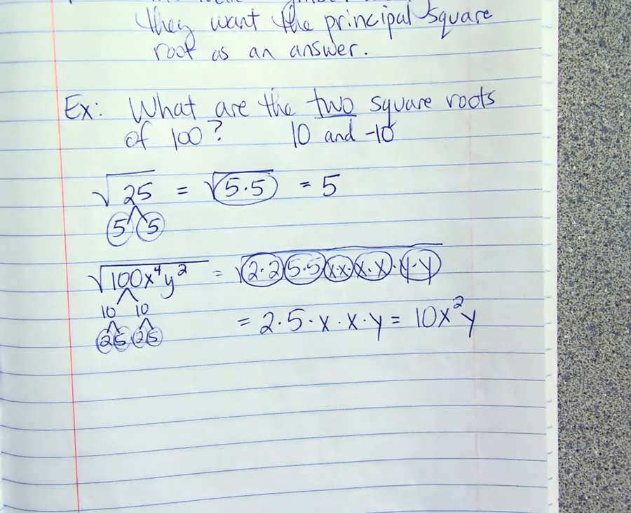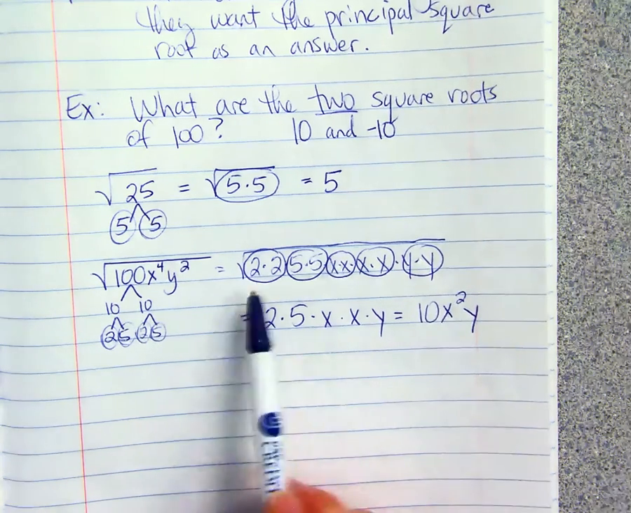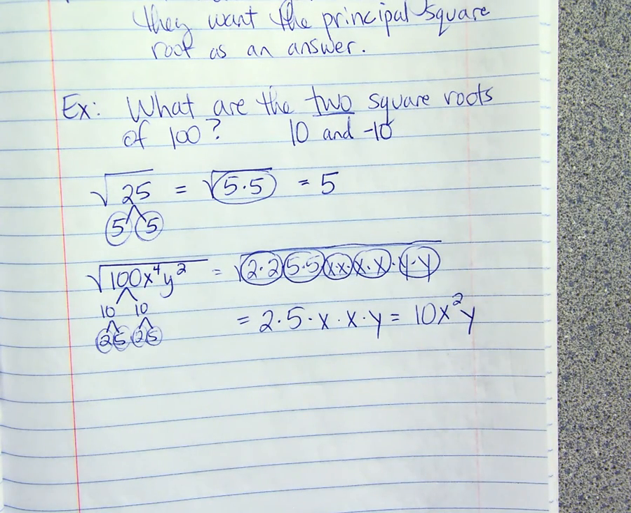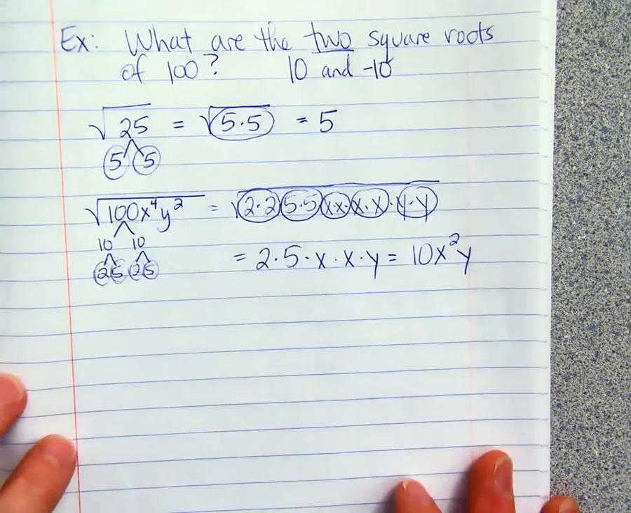And remember we talked about if the exponent is even, you just take half the exponent. So you actually don't have to write it out in circle pairs, but a lot of times it helps with trying to find the square root.